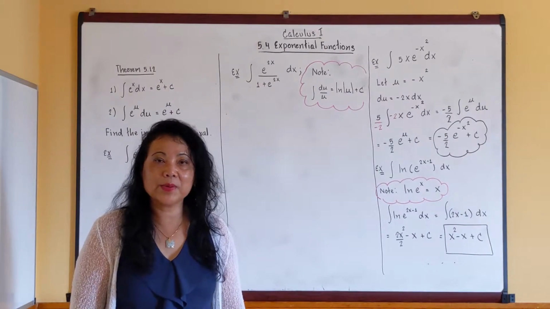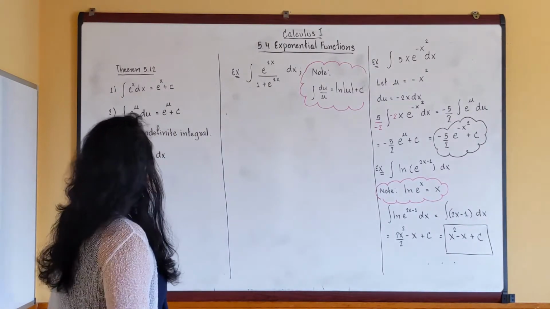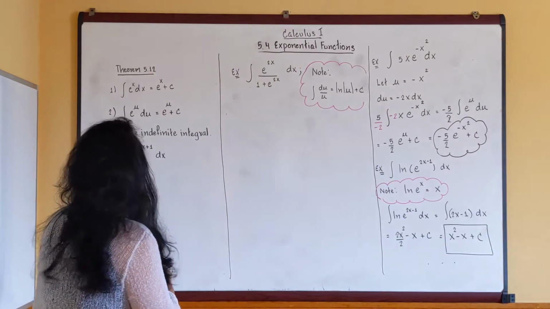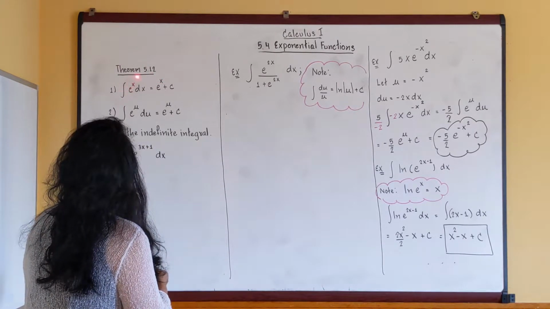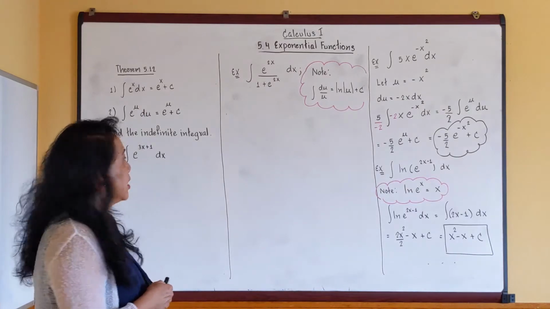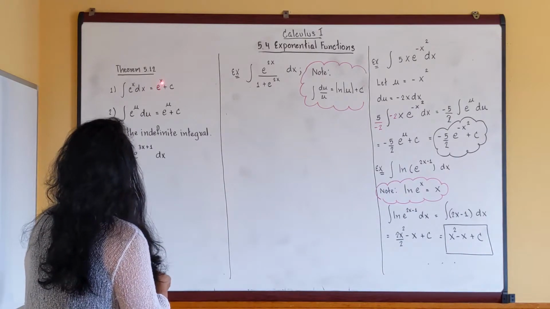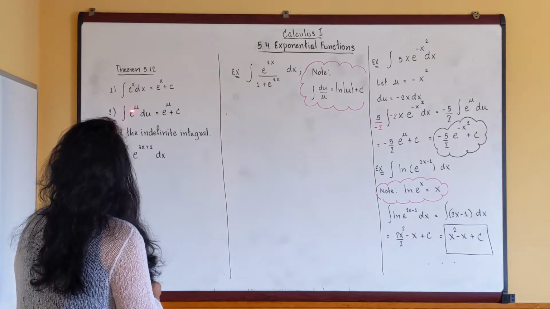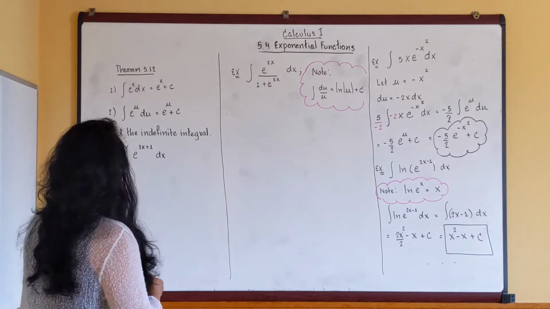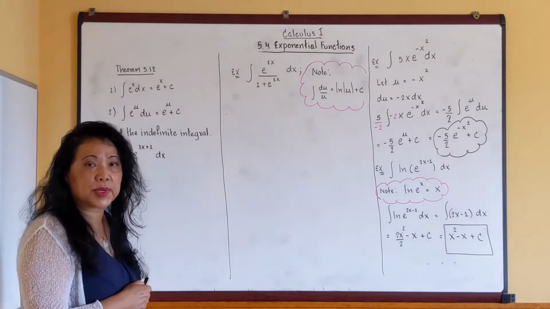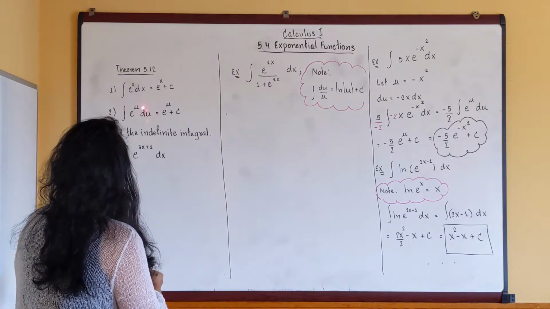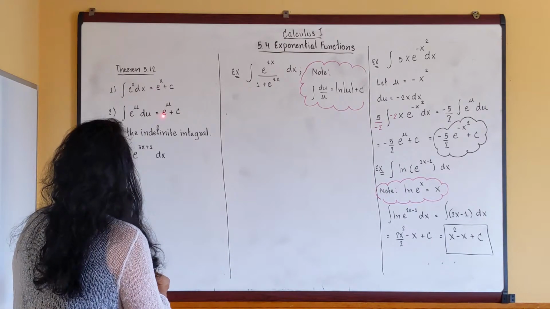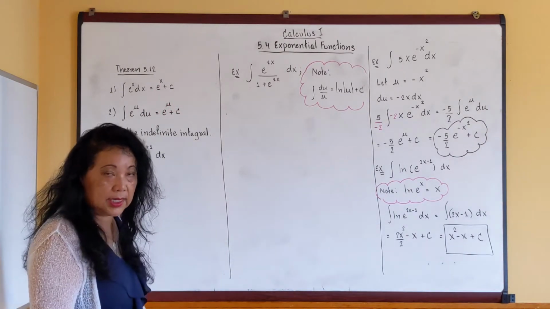Hi everyone, let's continue our example. This is theorem 5.12. If you have an integral of e to the x dx, it's going to equal e to the x plus c. Don't forget the c. And if you have an integral of e to the u du, u here is an expression, so make sure you have the derivative of u, which is du here. Then it's going to equal e to the u plus c.